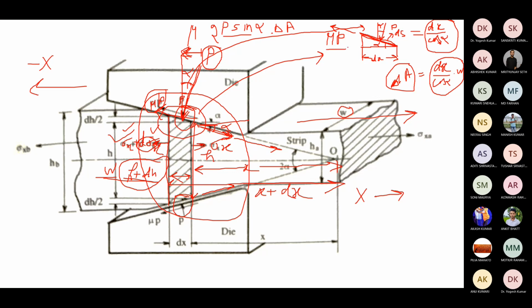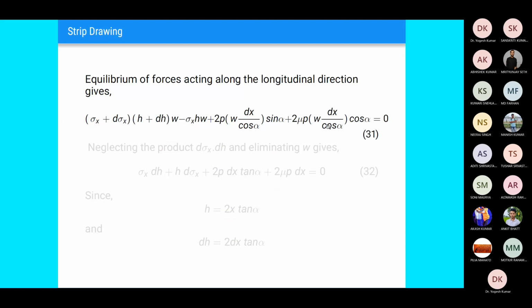Then see the opposing force, that is mu P. It is acting in this direction, and if you want to take the component of this force, the force will be mu P into delta A. Delta A we have. If you want to take the component of this force in the x direction, this will be mu P delta A into cos alpha, right? So the component of force in this direction will be mu P delta A into cos alpha. So this is how this term has come, twice mu P into cos alpha into delta A. Delta A we have as w dx upon cos alpha.